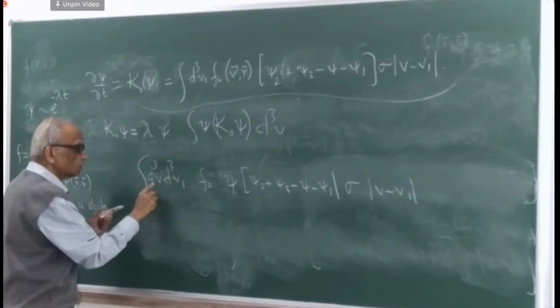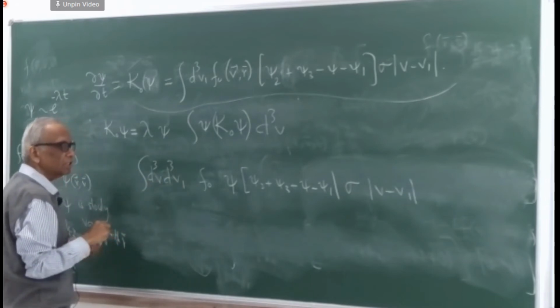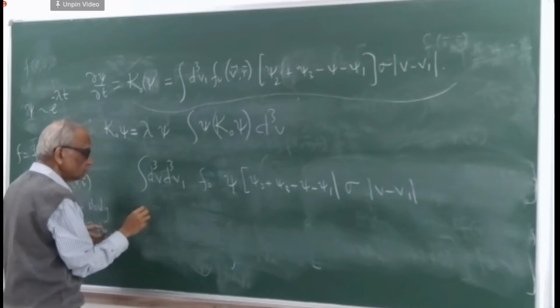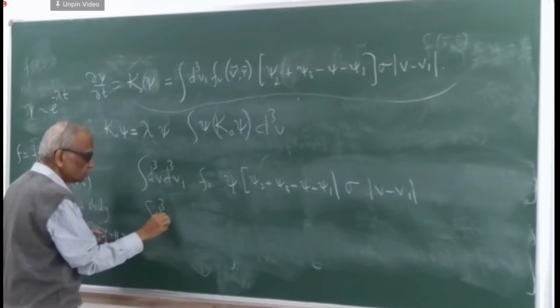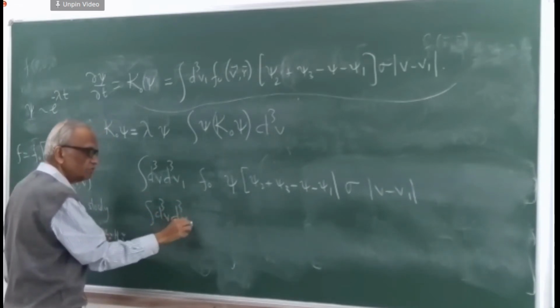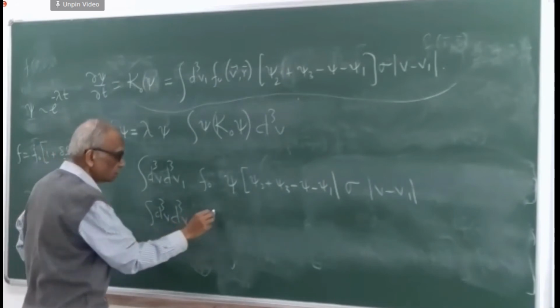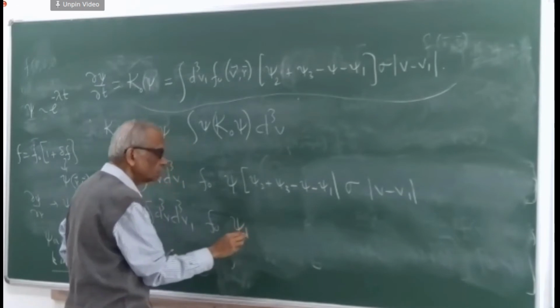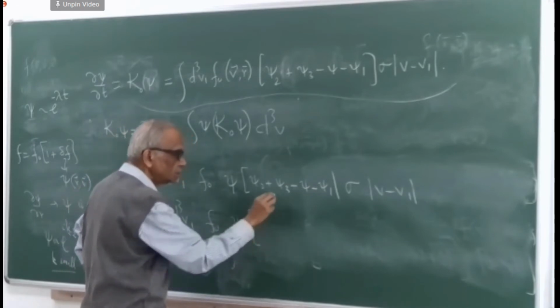So psi and psi1 interchanged, then all that will happen is it is still d3v1. It's still whatever this f0 is, but it is psi1 over here, and then it is the same.